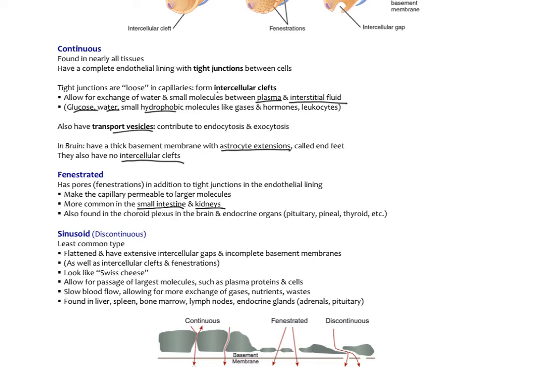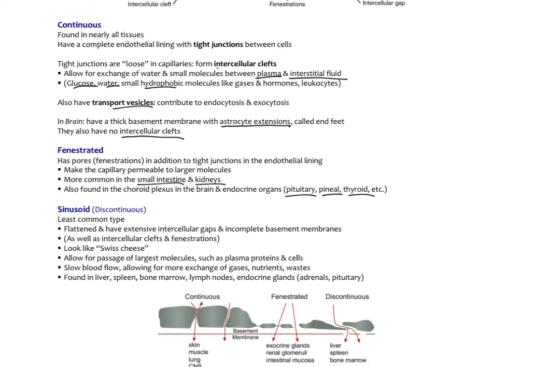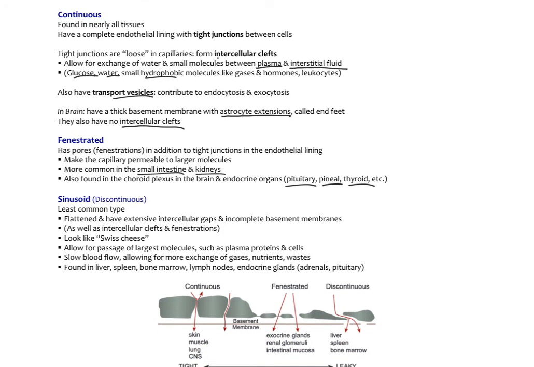We also see that in different endocrine organs and in a place called the choroid plexus in the brain. Remember that basically that's where the cerebral spinal fluid is manufactured. So in the pituitary, pineal gland, thyroid, etc., these have fenestrated capillaries. And remember, some of these areas in the brain are actually where there's no blood-brain barrier. So again, the fenestrated capillaries are not as protective, not as filtering as the continuous capillaries.